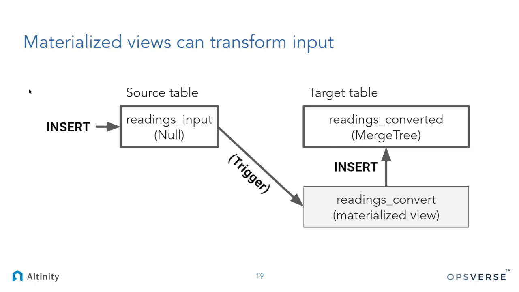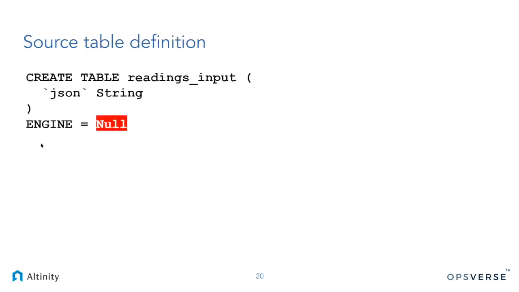So this can be used for a bunch of things. We commonly use it to pre-aggregate data, but one of the fundamental ideas is just transforming input data as it appears in ClickHouse. So here's the source table definition. We're just going to have a very simple table which just contains that JSON string. And we're going to use a special engine here called null. And what that means is we're actually not going to store any data here. This table simply exists as a place to receive input.